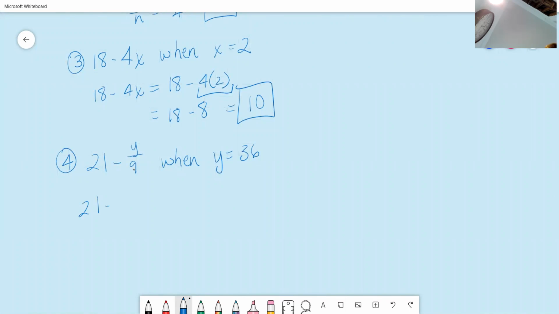So 21 minus y over 9 equals 21 minus 36 over 9. And so go ahead and solve your division first. This is 21. 36 divided by 9 is 4. So you're left with 21 minus 4, which is 17.